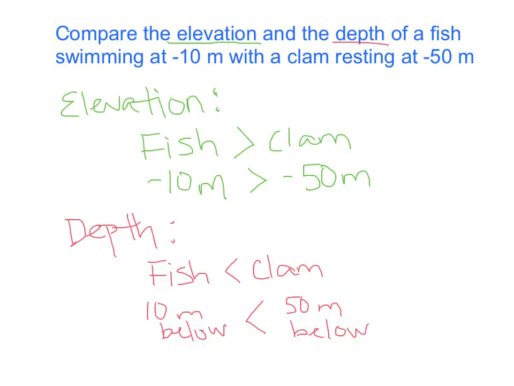But if we're talking about elevation, well, the fish's elevation is greater than the clam's elevation because it's closer to 0. But if we're talking about depth, now we're talking about its distance from 0. So the clam has a greater depth than the fish.